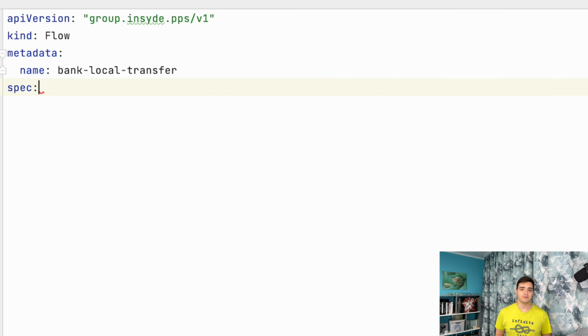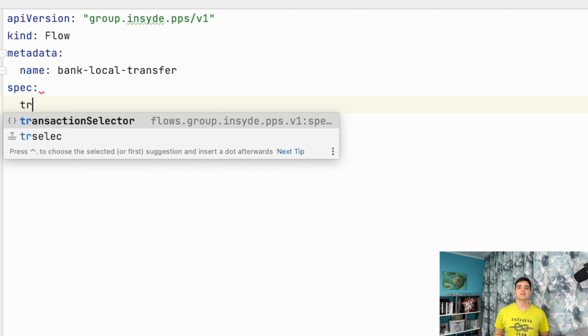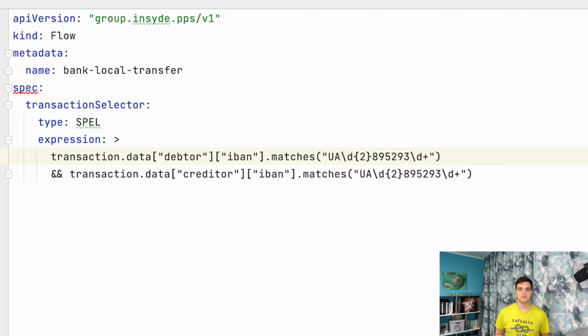Now, back to our flow. First, I describe supported transactions using Spring Expression Language. Since our flow describes transfer within the same bank, the debtor and creditor IBANs must have the same bank code. Then I describe the first step, freeze debtor amount.